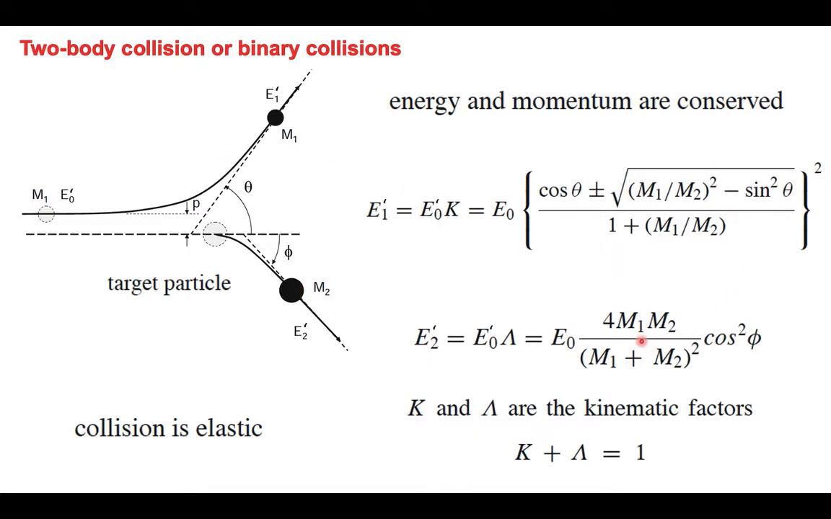I'm not going deep into these calculations, but you can have a look at any of the standard books which discuss collision of two particles, and you can see how this can be calculated. What is important here is kappa and lambda, which are called kinematic factors. One is the fraction of the incident energy that stays with the deflected ion, and the other is the fraction of the incident energy transferred to the atom. So kappa plus lambda is equal to 1. This is how you can quantify the energy of this particle.